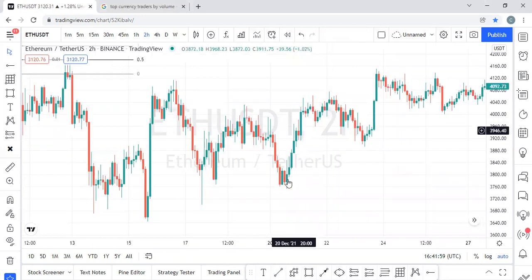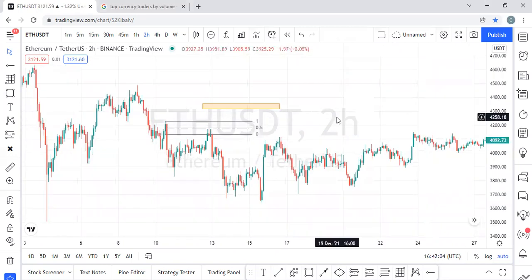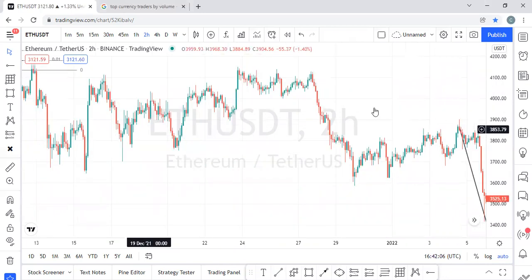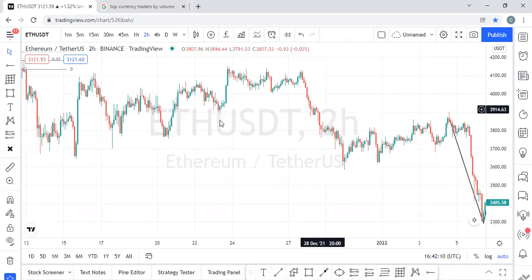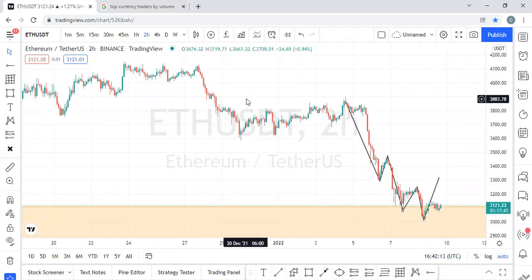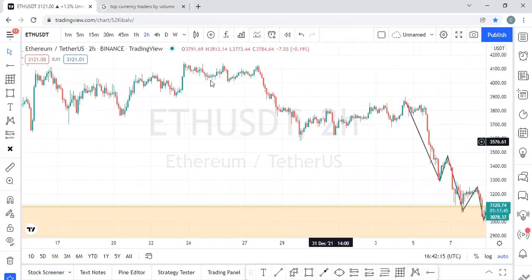I'm trying to see if I can find one more example on this and then we call it a day, right? Let me just see if I can find one more example on this and then we call it a day. Can't really find anything here. Let me check some other charts.